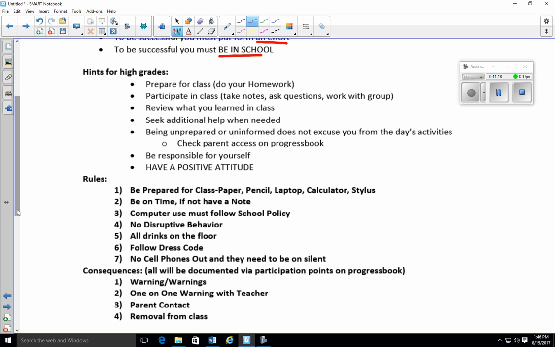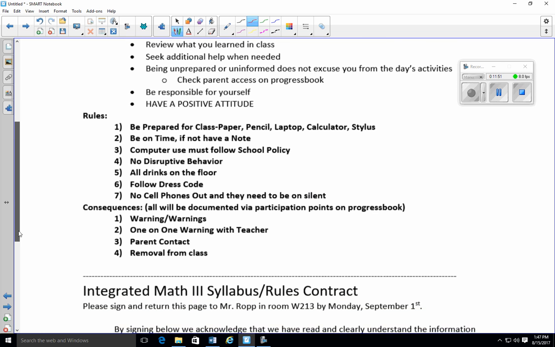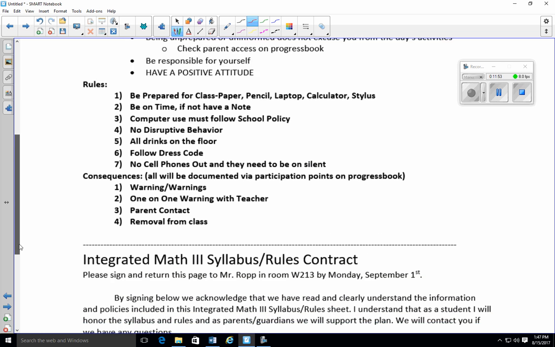All those things that we do, it's got to be recorded. And I'm going to record them in Progress Book. So I can stress, especially for parents, make sure you have parent access, because I record participation points, daily participation from all the students and how they're doing. Even discipline is recorded in Progress Book in my class. So just make sure that you are prepared and responsible for your own behavior and positive attitude in my class.